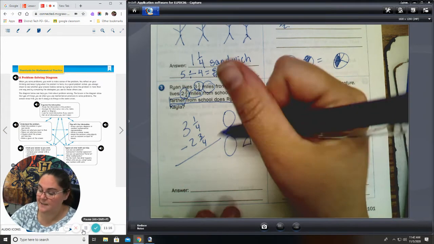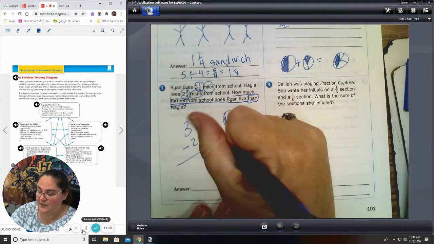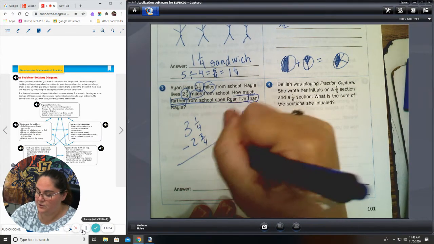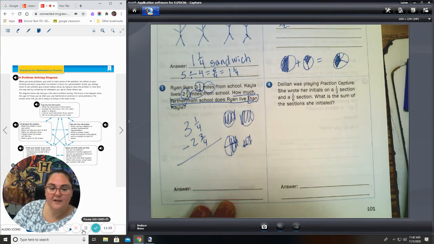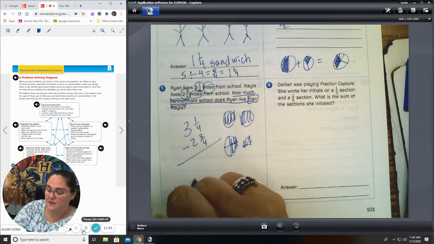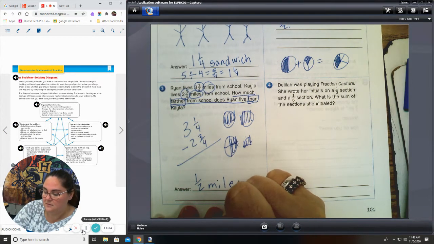All right, to do this, I'm going to take away 2 wholes. And I need to take away 3/4. So there's 1, there's 2, and there's 3. What do I have left? 2/4 or 1/2. So 1/2 mile or miles.